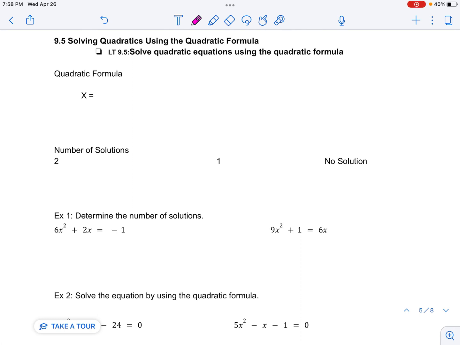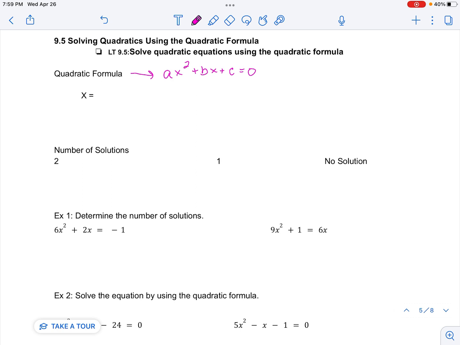In 9.5, we're dealing with solving quadratics using the quadratic formula. This is based off of our quadratic, which is in standard form. So in order to use this formula, it has to be in the format of ax squared plus bx plus c equals 0. If it's not in that format, you're going to have to rearrange it so that it is.